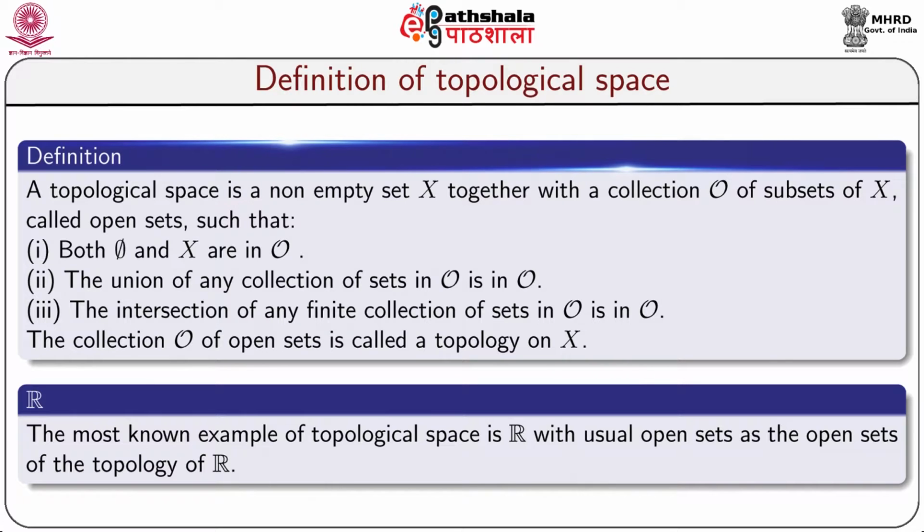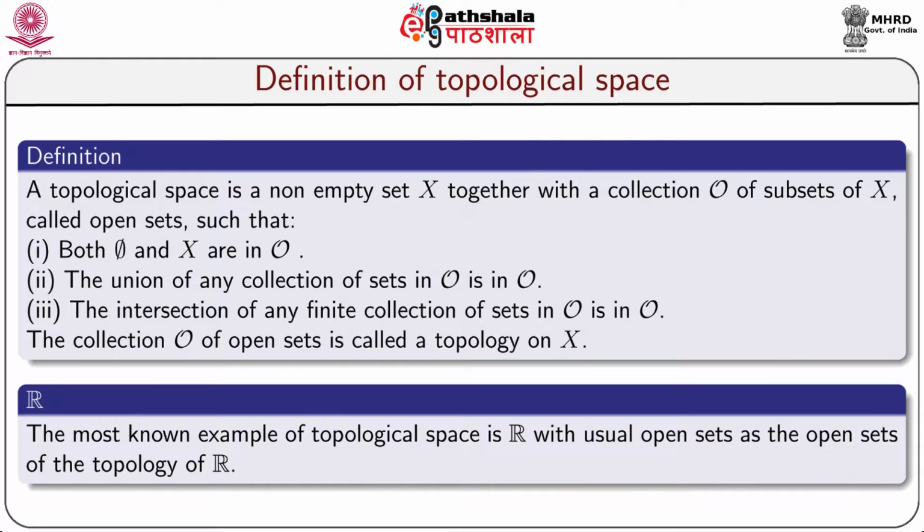Then O will be called a topology on X, and X and O simultaneously will be called a topological space. From now we will avoid O, and generally we call X a topological space. Our most known example of topological space is the set of real numbers. This is generally called the usual topology.